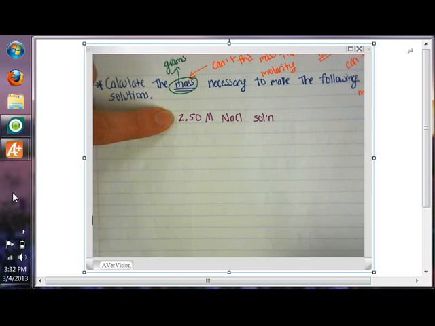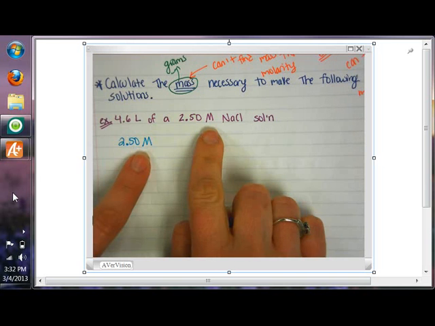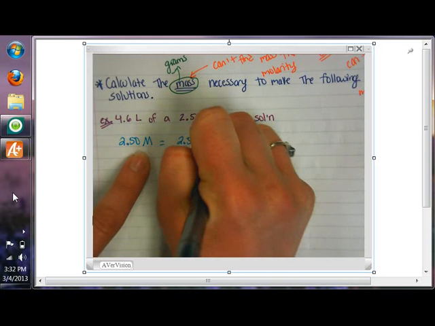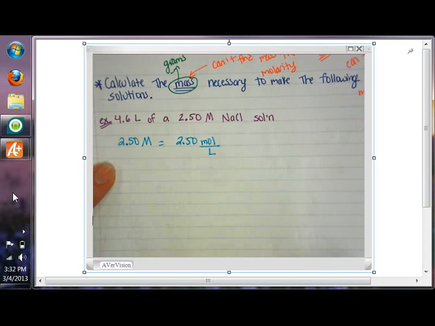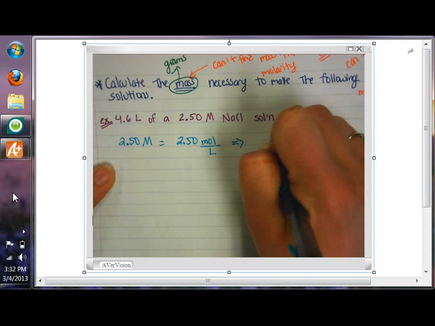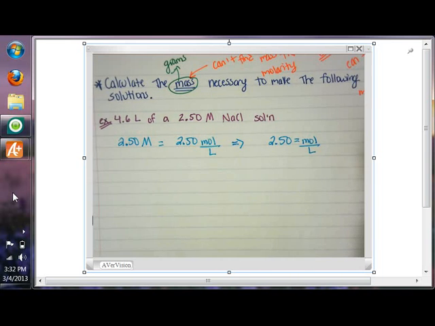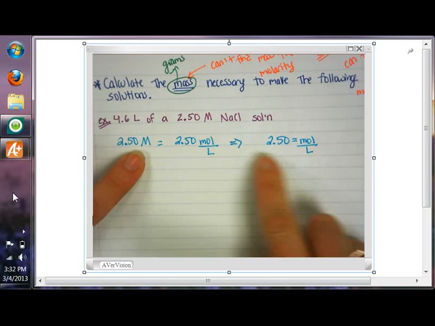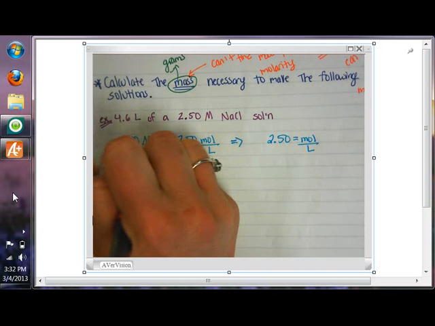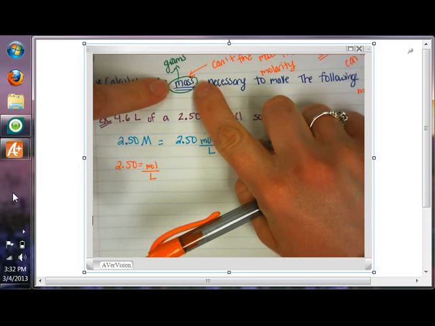So just like I did in the last problem, I'm going to take my molarity. Always start with your molarity. They give you 2.50 molar. Now that just means 2.50 moles over liters. And that basically just means 2.50 equals moles over liters. So do you see that progression there? So I'm going to start with this information. 2.50 equals moles over liters.